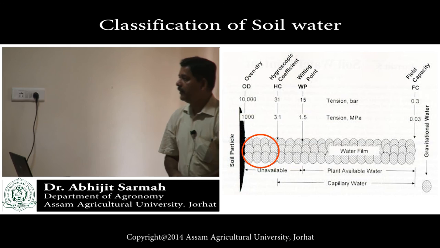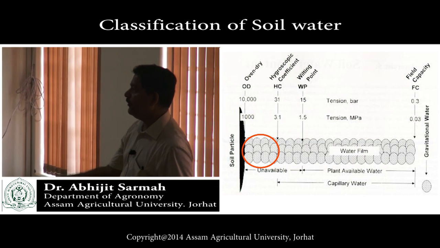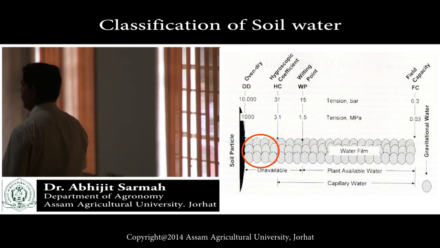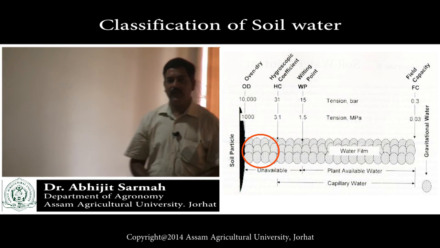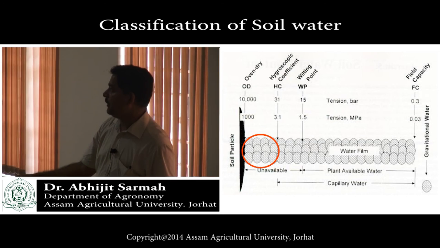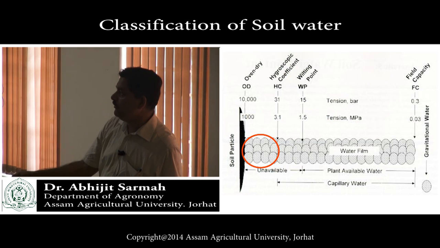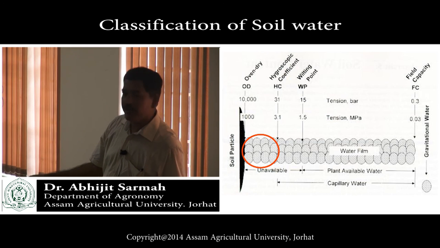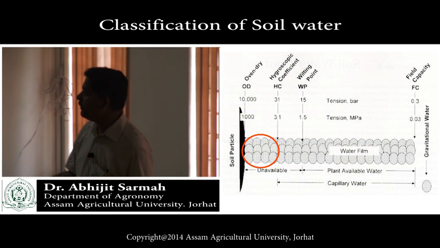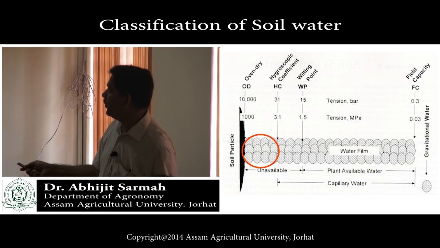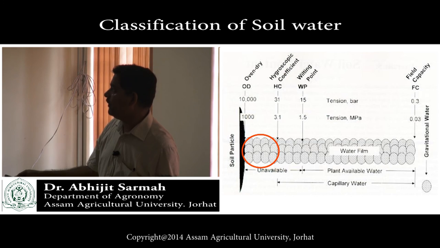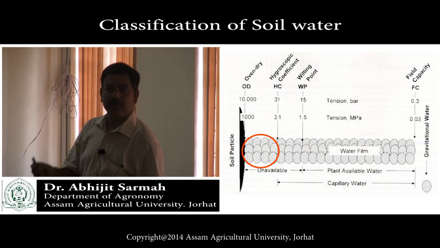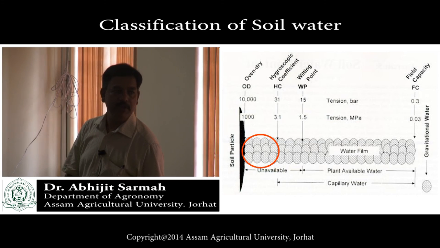The same diagram here. This is hygroscopic water. This is capillary water. A part of capillary water is from 31 bar to 0.3 bar. That means the entire capillary water is not available to the plant. From 15 bar to 0.3 bar, it is available. From 31 to 15 bar, it is not available. So capillary water is available to the plant, but not the entire capillary water.